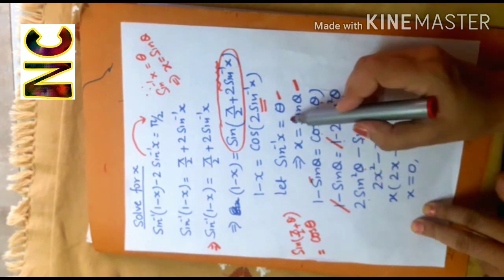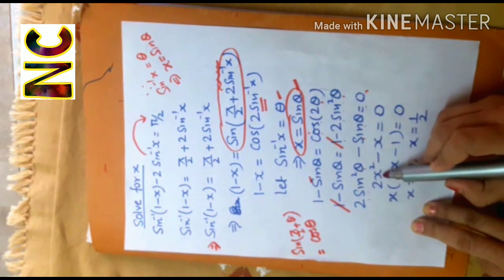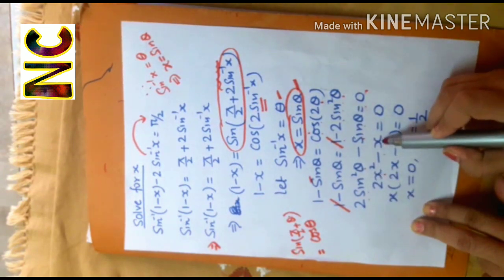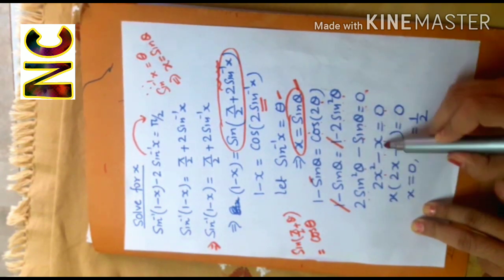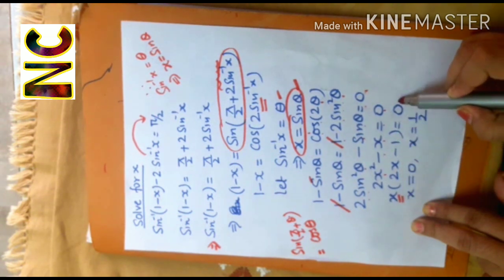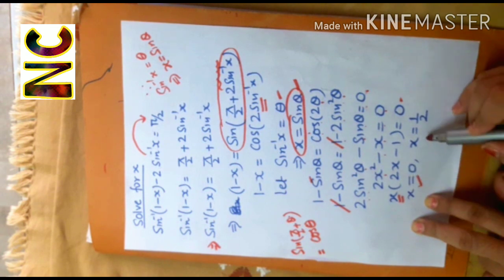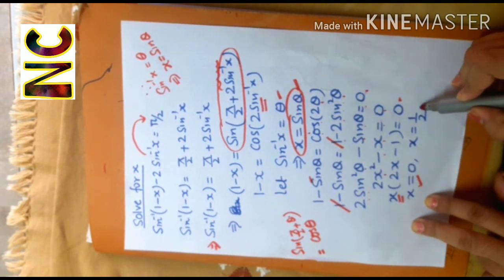Now what was theta? Theta was your x. So I'll get here 2x square minus x equals to 0. Factorize this. The factors are x and (2x minus 1) equals to 0. So from here x is equal to 0 or x equal to 1 by 2.